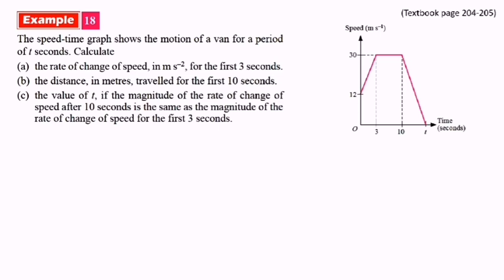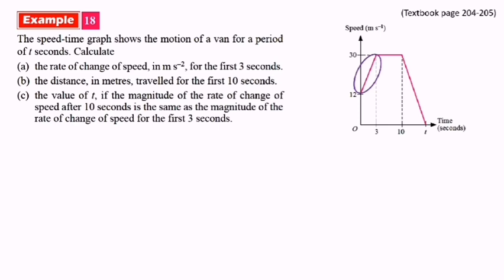Example 18. The speed-time graph shows the motion of a van for a period of t seconds. Calculate A. The rate of change of speed in meter per second squared for the first 3 seconds. This is the first 3 seconds.